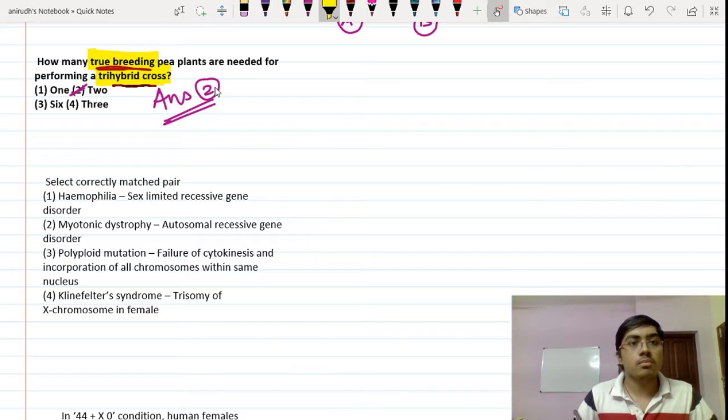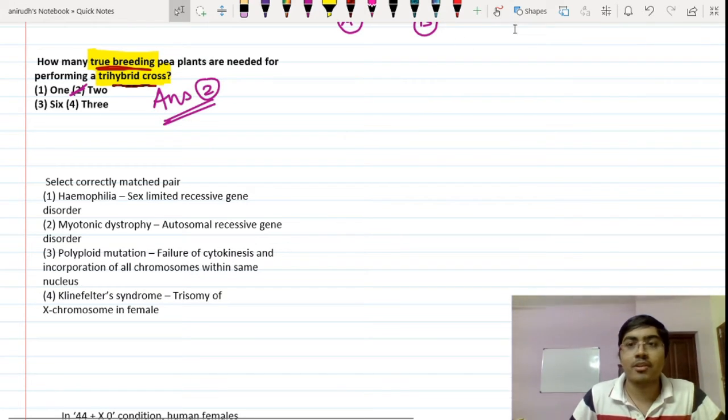Now, how many parent plants are needed for performing a trihybrid cross? Just two. You cross them and you will get a new plant. That's all. In a trihybrid cross three characters are considered, in a dihybrid cross two characters are considered, and in a monohybrid cross one character is considered. It is just a way of studying it. But to produce an offspring, you require two parents. It is a very basic question just to confuse you in exams. Let's go to the next question now.